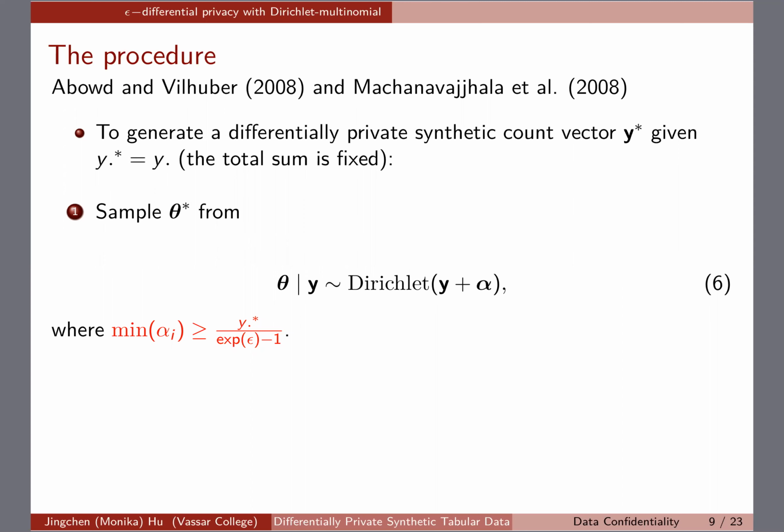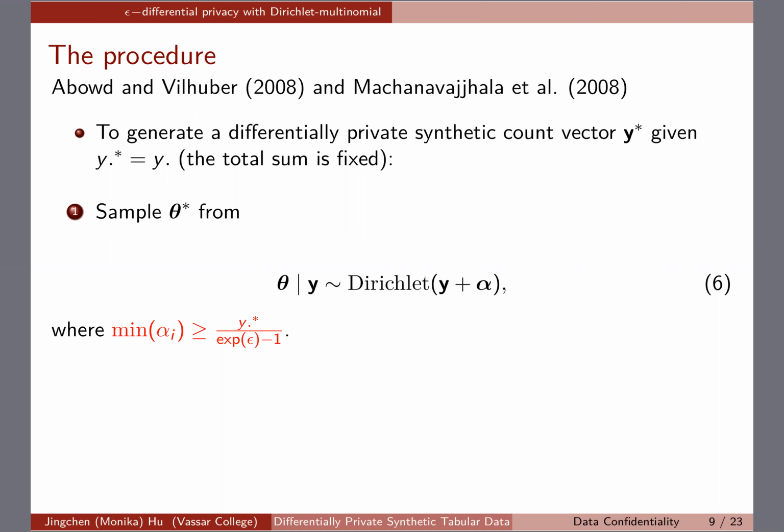Let's just say this is the posterior for now, that we have the posterior of theta given y, right? It's y plus alpha, the vector taking the sum, and then that goes into the Dirichlet distribution. But you can see that we have a requirement here that the one that is highlighted in red is what we have to make sure to satisfy in order to have a differentially private synthetic count vector, okay? And you can see how epsilon is playing its role here.